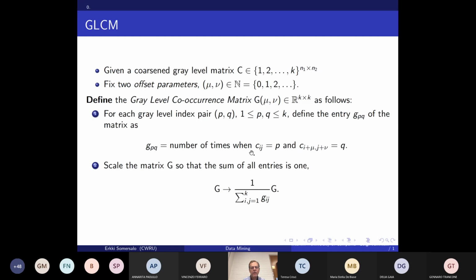times when the gray level in a pixel ij is P, and the gray level in a pixel with offset mu, nu is Q.